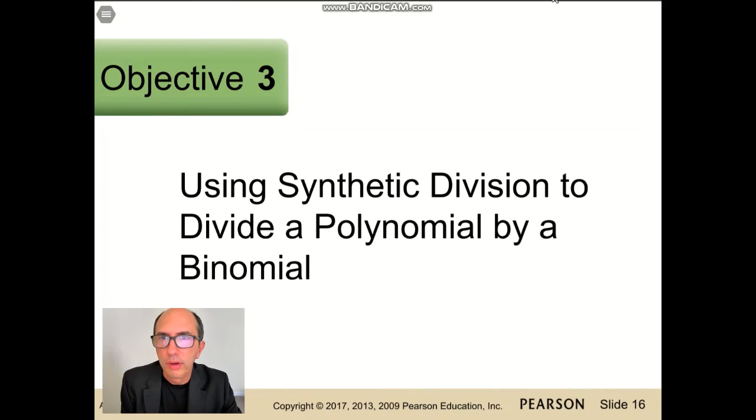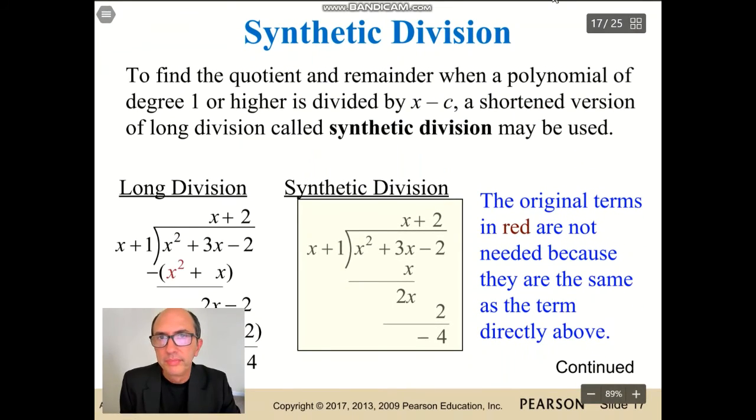Let's work now on objective 3, using synthetic division to divide a polynomial by a binomial. To find the quotient and remainder when a polynomial of degree 1 or higher is divided by x minus c, a shortened version of long division called synthetic division may be used.